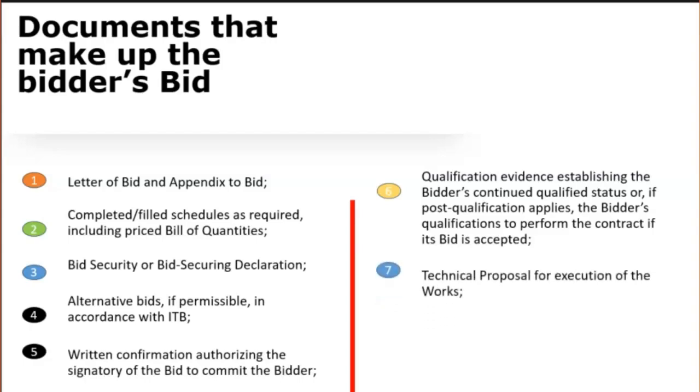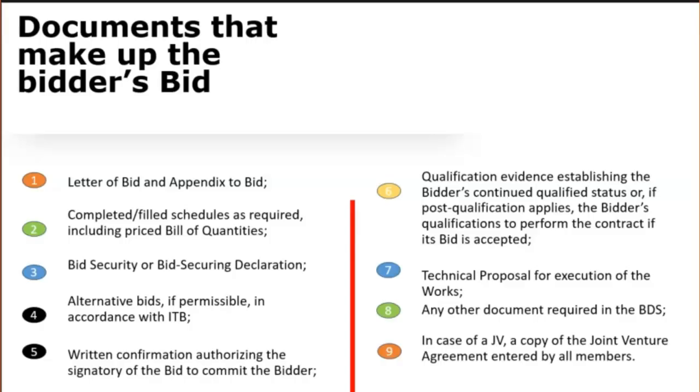Number 7 is the technical proposal for execution of the works. Number 8, any other document required in the bid data sheet. Number 9, in case of a joint venture, a copy of the joint venture agreement entered into by all members. Alternatively, a letter of intent to execute a joint venture agreement in the event of a successful bid, signed by all joint venture members and submitted with the bid together with a copy of the proposed agreement.